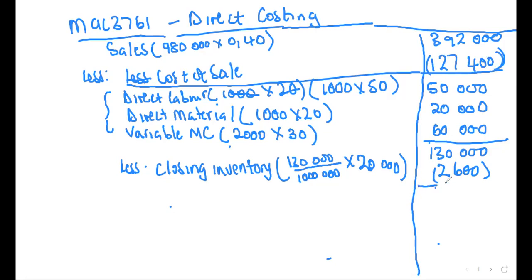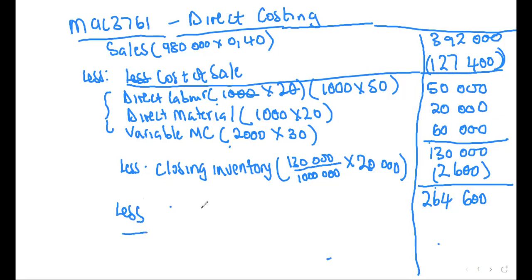Then from that 127,400, we now subtract it from the sales. So I'm going to say 392 minus 127,400. 264, right? 600. 600.